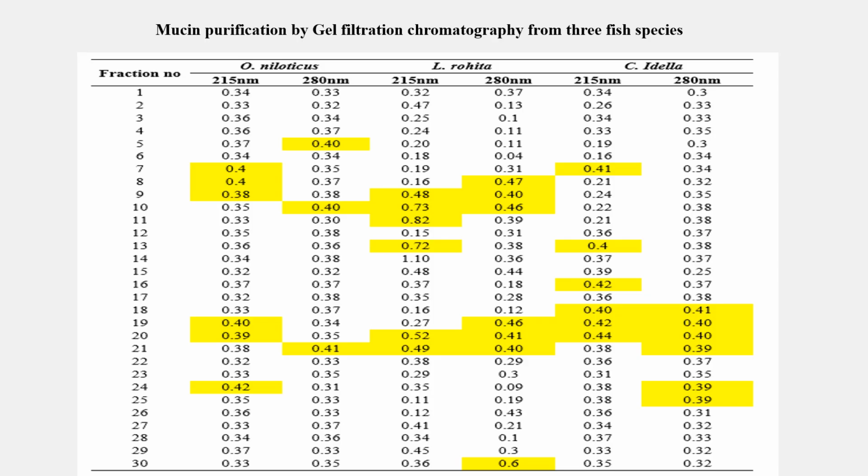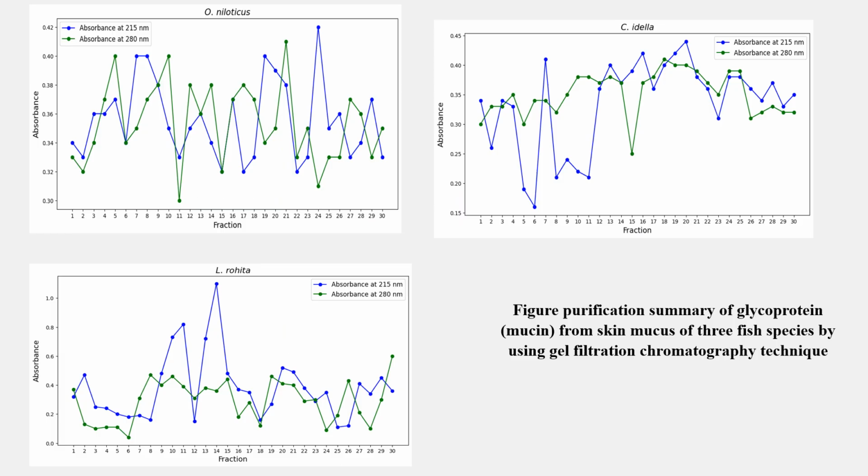This is a table which shows the results of gel filtration chromatography. The yellow highlighted values show that these fractions may have the highest concentration of glycoprotein, and these yellow colored fractions were further used for PSSA to identify the type of glycoprotein. And these graphs also show the purification summary of glycoprotein.